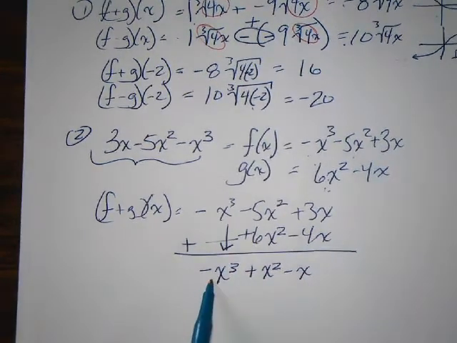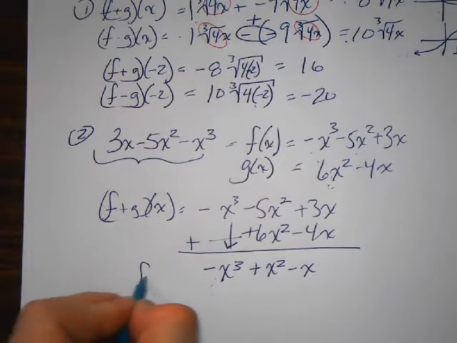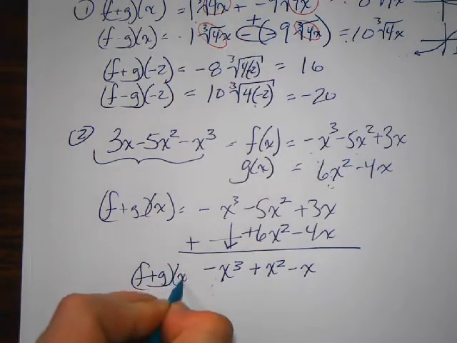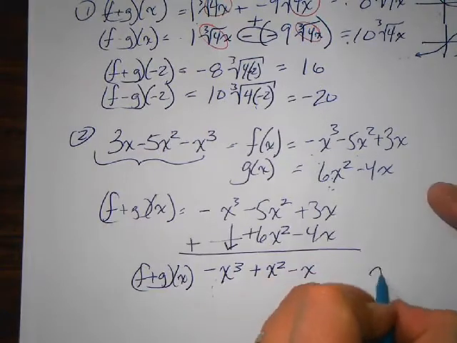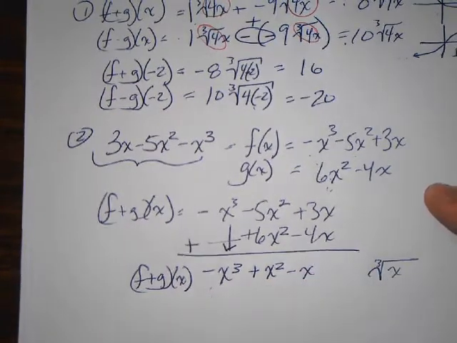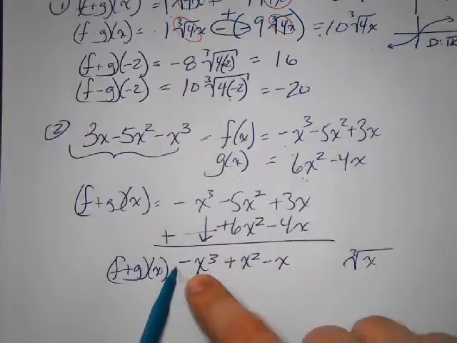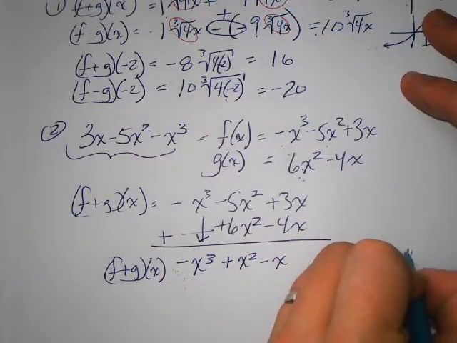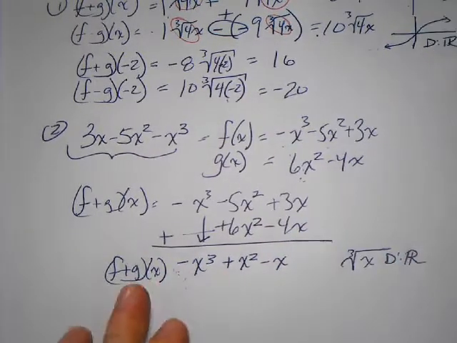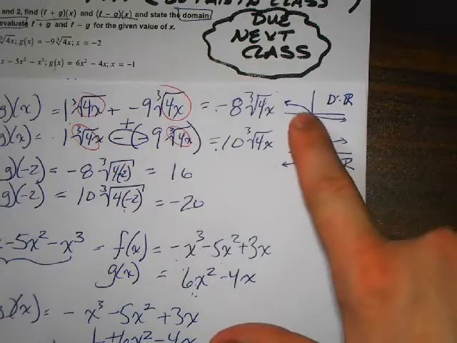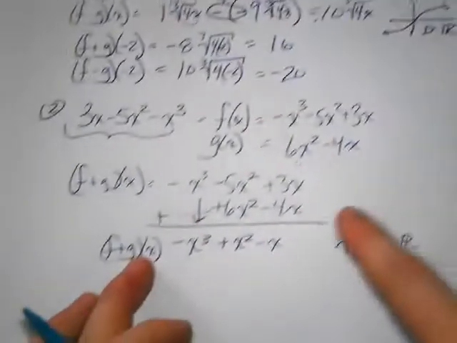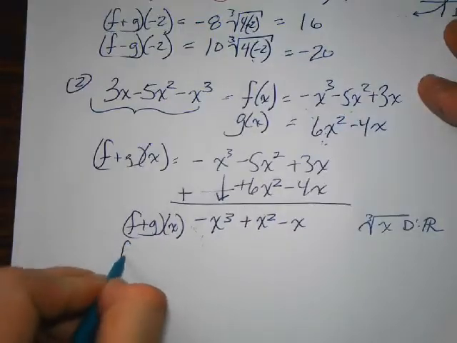This is another one of those cube root functions, and it has a negative slope. So we know that the domain is going to be all real numbers. It's going to match this one up here. It's got a negative slope as a cube root function. Now let's do our subtraction.